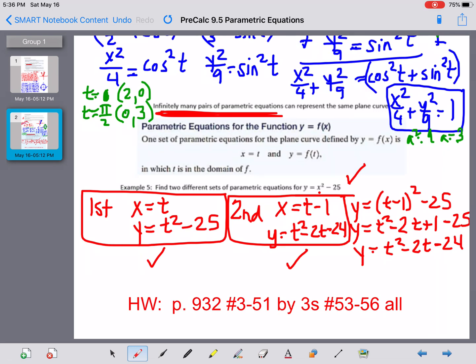They're slightly easier than rotation of axes. You can see at the bottom of my page here, I have some problems to suggest to you. Page 932, 3 through 51 by 3s, 53 through 56 all. Once again, I'd probably stick with the odds that I can look up in the back of the book, or don't forget, you can always go to slater.com to look at what they offer for some work and answers as well. Let me know if you have any questions.